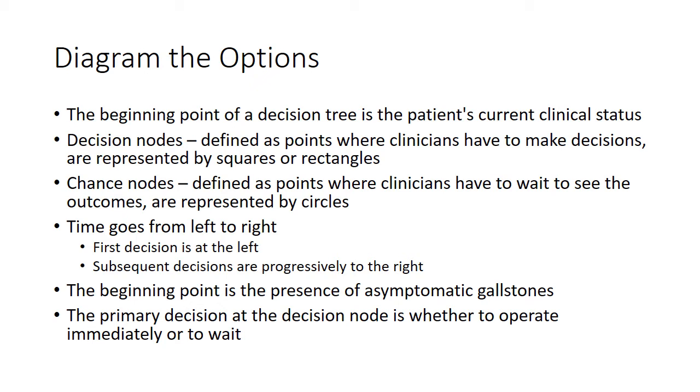So if I wait, does the patient progress and get some complication and die? Or if I decide to do surgery, what are the possible complications after that? Time generally goes from left to right, so the first decision is going to be on the left, and subsequent decisions will be progressively to the right. Our beginning point in this particular case is the presence of an asymptomatic gallstone, and our initial decision node is whether to operate immediately or to wait.